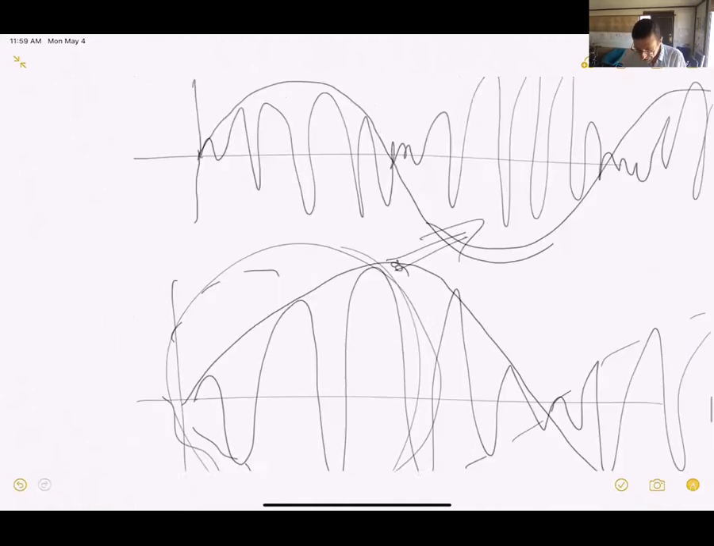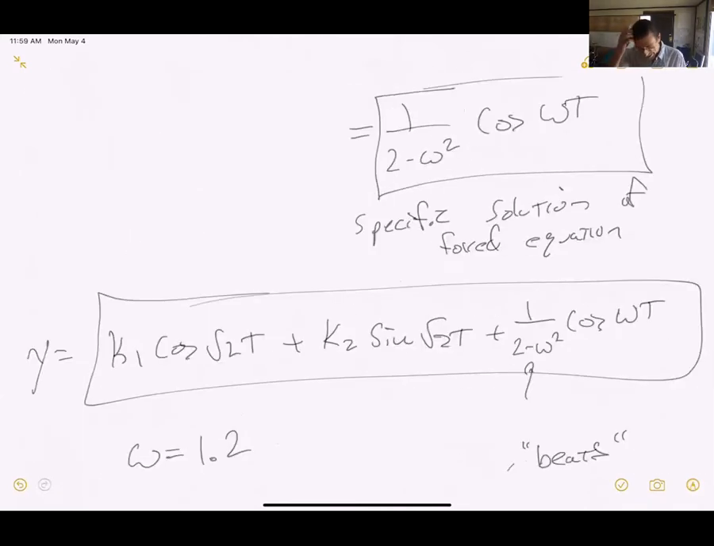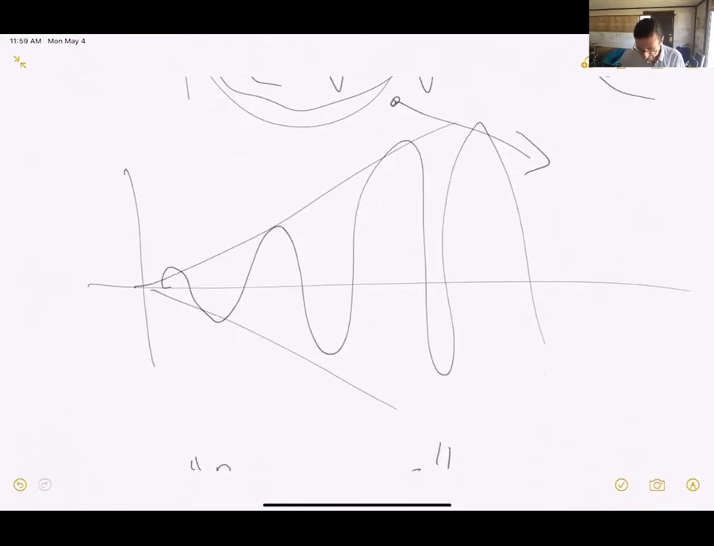So as an engineer, you sometimes have control over what omega is. And there's this one value of omega that's super bad. Any other value is fine. You'll just get this beating phenomena. But if you pick this one bad value of omega, that's called the resonant frequency of the system, then your solutions are going to go off to infinity. Then you get this picture.